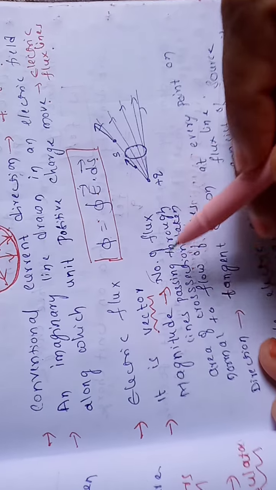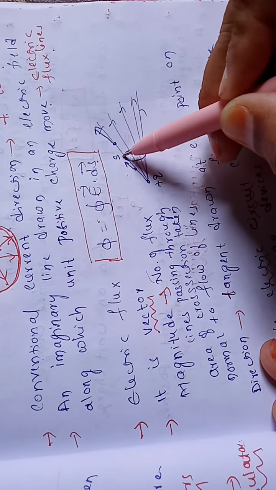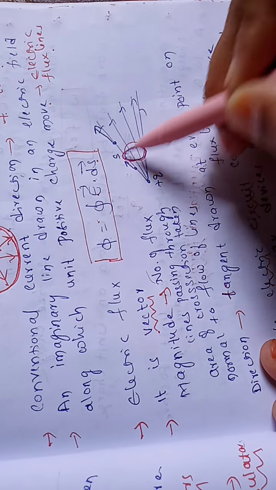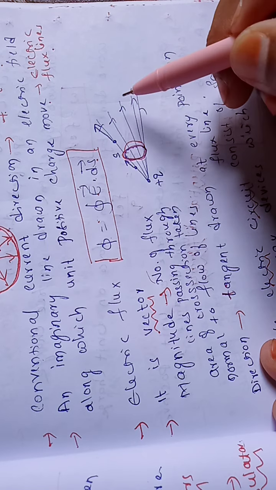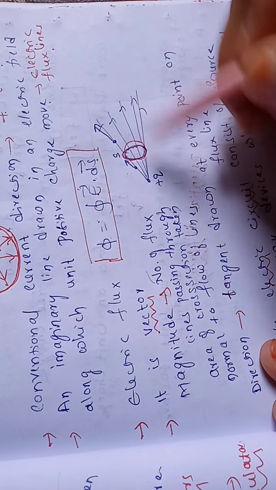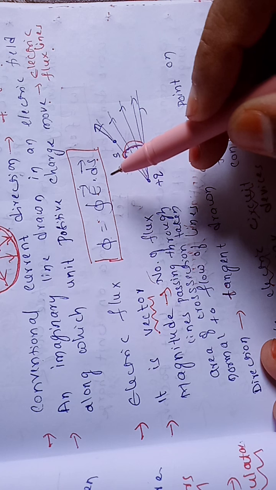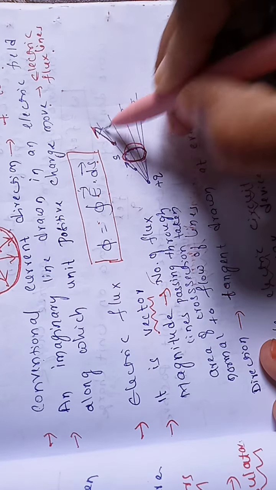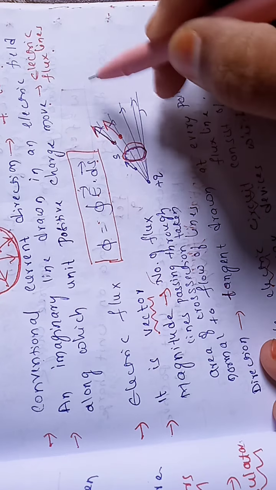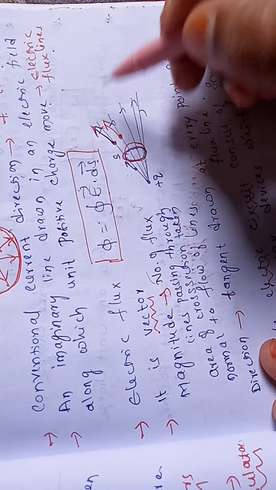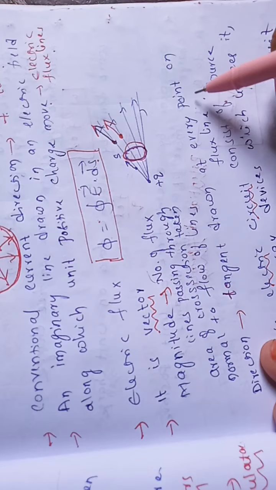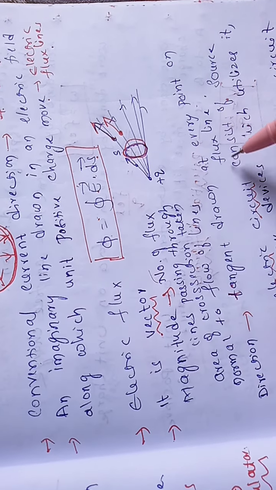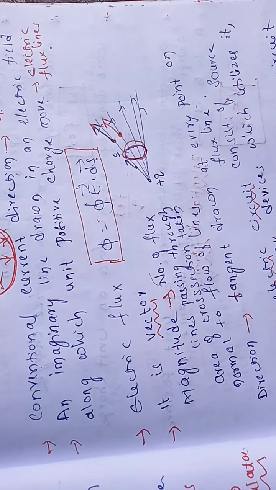Now it is a vector quantity. If we take any cross sectional area perpendicular to the flow of electric flux lines, then the number of lines flowing through it gives the magnitude of the electric field. And if we go on drawing a tangent at each and every point on the flux line, that tangent gives the direction of the electric field. Right?